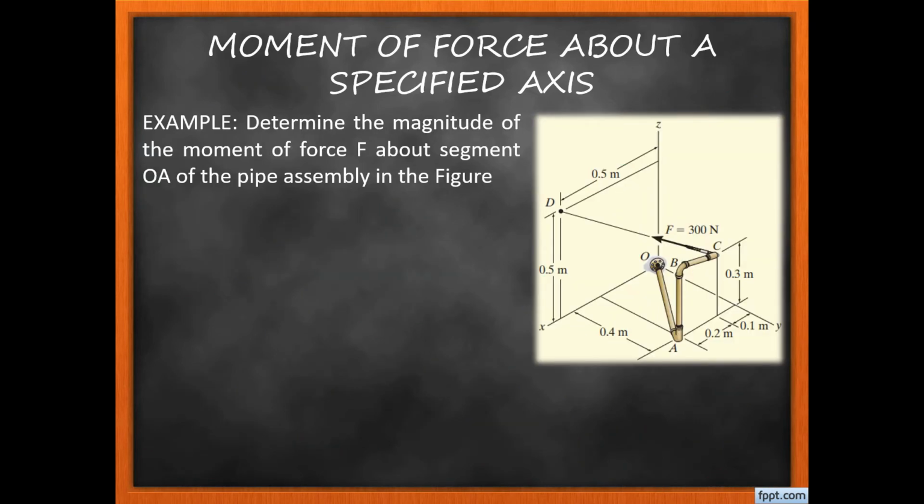Okay, so example number 2 tayo. Sabi rito is determine the magnitude of the moment of force F about segment OA of the pipe in the figure. So ang kailangan nating kunan ng moment is yung ating pipe. So ano yung ma-develop na torque dito sa pipe OA. So para makuha natin yan, gagamitin ulit natin yung formula natin kanina. Yung ating moment about OA is equals to yung ating unit vector along OA dot yung ating cross product ng ating position vector and yung ating given force.